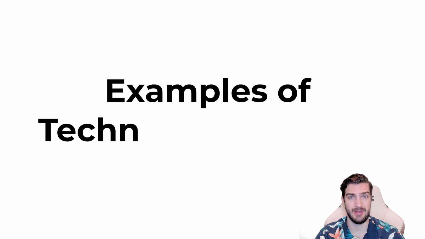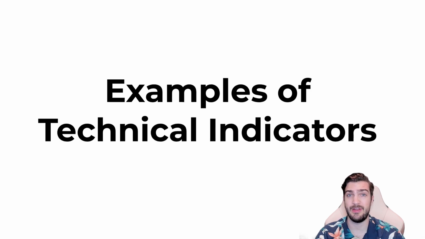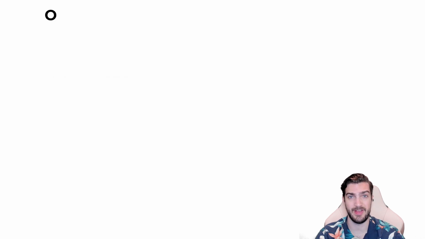Now, let's talk about some specific examples of overlays and oscillators. Let's now talk about some specific types of technical indicators and how these indicators can be used as part of an investment strategy. Starting with overlays.